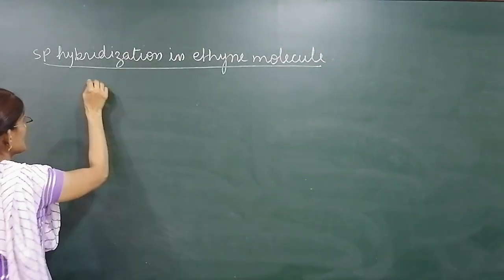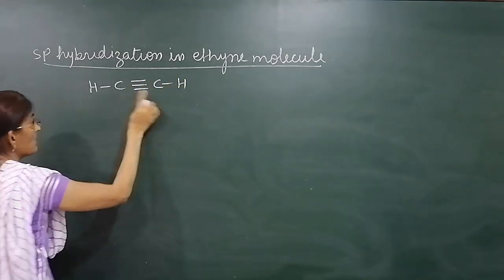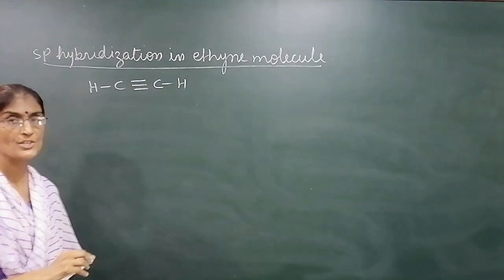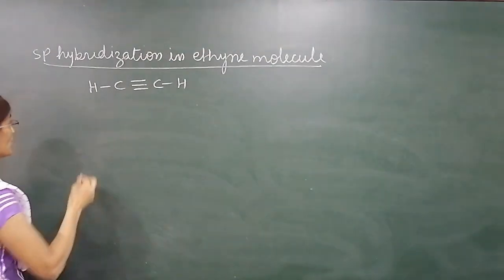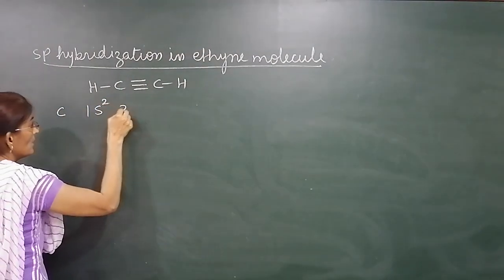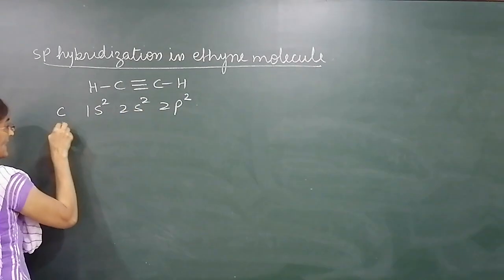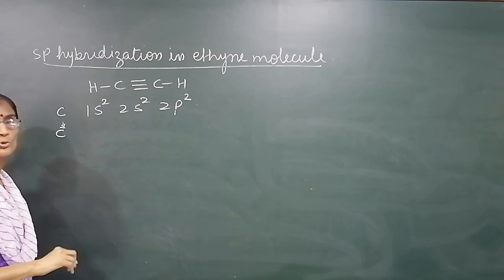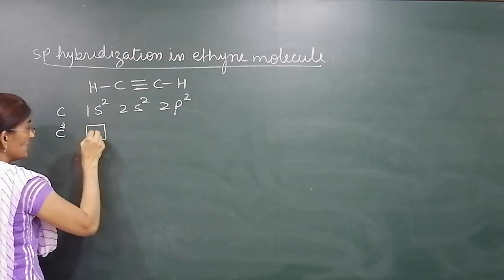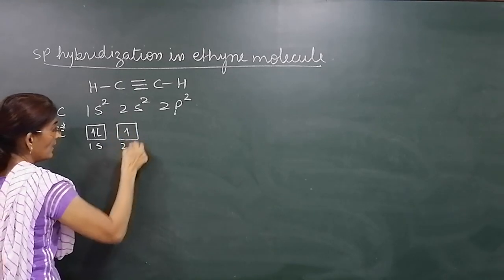We know ethyne is HC triple bond CH. Each carbon undergoes sp hybridization. Now what is sp hybridization in carbon? Carbon in ground state has configuration 1s2, 2s2, 2p2, and in excited state one of the 2s electrons moves to 2p. So the configuration becomes 1s2, 2s1, 2p3.